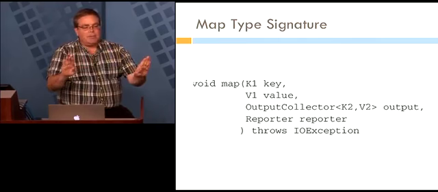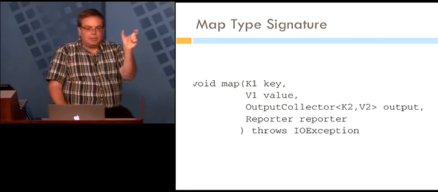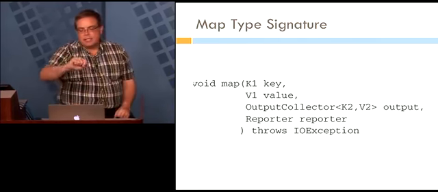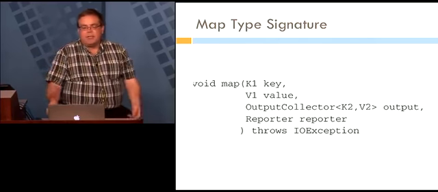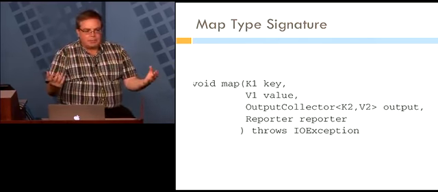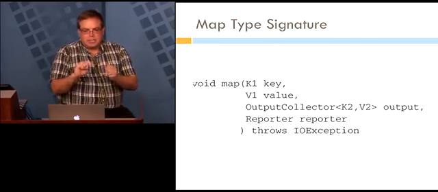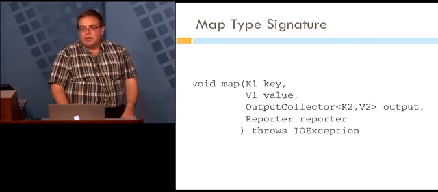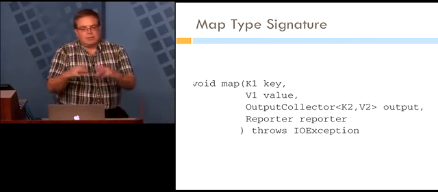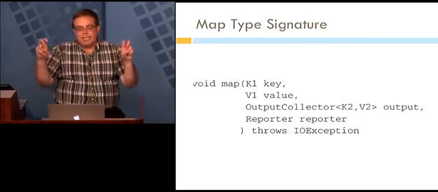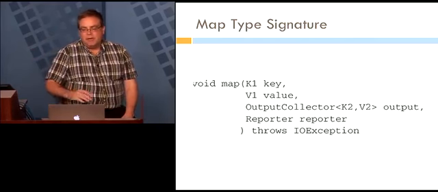Or if it was tab-separated data, it might be the first value is the key and the second is the rest of that data. If it comes from a database, it might be something else. But it's all key-value pairs. All right? And we're going to see that in a lot of different data systems that you use in big data. Key-value is a very common representation for things.